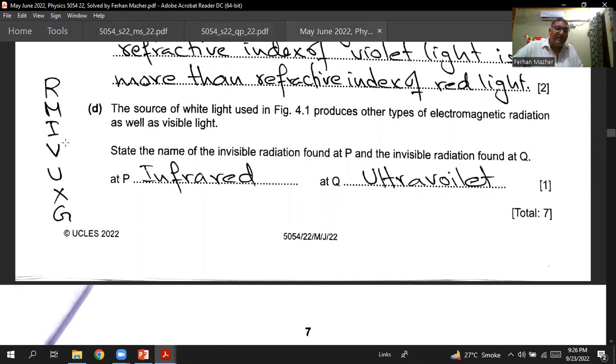Above the visible light, the visible light is red, orange, yellow, green, blue, indigo, violet. So above the red, you have infrared, and below the violet, you have ultraviolet. You should remember this code word: Ronald McDonald is very ugly, except Gary. That's how we remember these names. These are the waves of the electromagnetic spectrum.